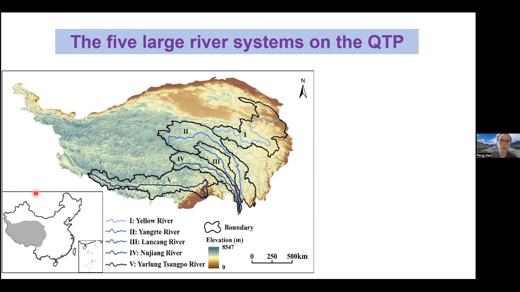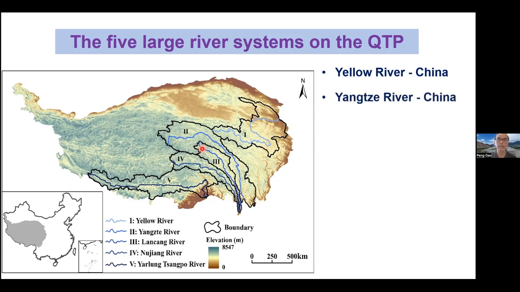So from the fluvial perspective, inside of the Qinhai-Tibet plateau, there are all kinds of rivers distributed from northeast side of Qinhai-Tibet plateau all the way down to the south of the plateau. So in general, these rivers can be grouped into five watersheds. The first one is called the Upper Yellow River, and this one actually connected to the Yellow River that passes through the northern part of the China.